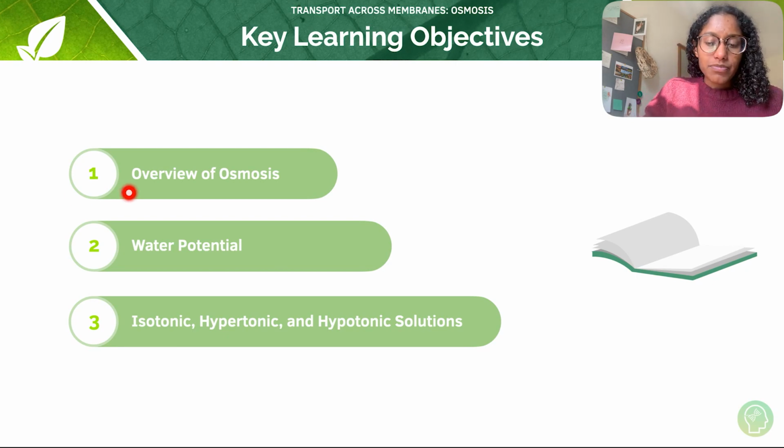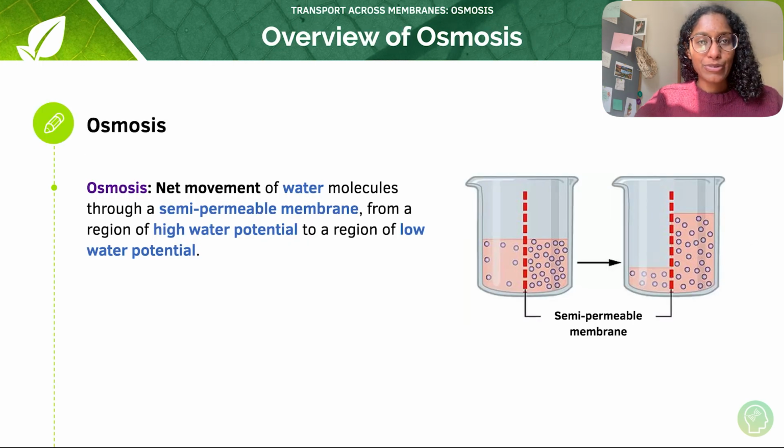So number 1, an overview of osmosis. Number 2, water potential. And number 3, isotonic, hypertonic and hypotonic solutions. So we're just focusing on osmosis today. Alright, so let's crack on with this then. So osmosis has a very, very similar definition to diffusion. So if you know diffusion, you know osmosis.